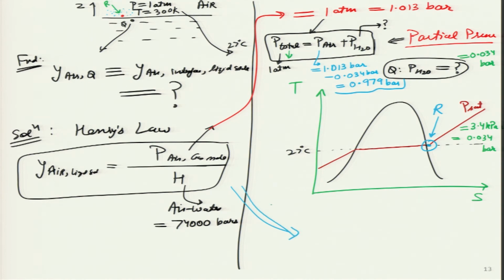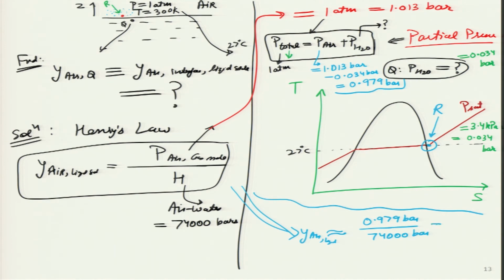It is actually very close to 1 atmosphere, but just to show this particular point, I wanted to illustrate this process to the students, which means now I can get the value of Y air in the liquid side, and that turns out to be P air on the gas side, which is 0.979 bar, divided by Henry constant, which is huge, which means this mole fraction will turn out to be very small number. I take a calculator and I get this value as 1.33 into 10 to the power minus 5. So, this is the volume fraction of air which is dissolved in liquid water.